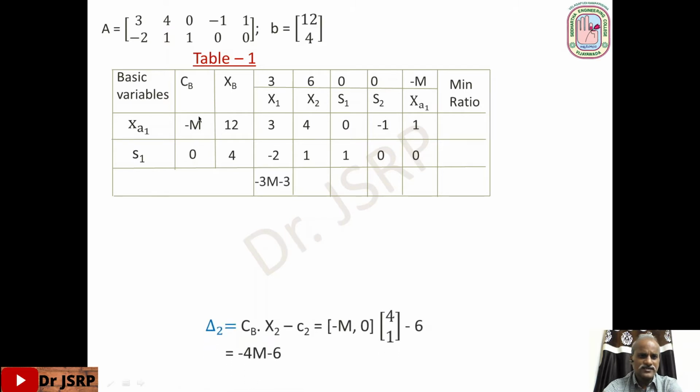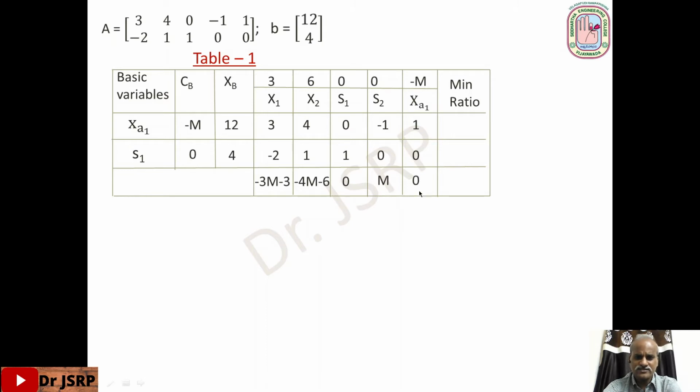Delta 2 is this column into this column. So minus 4m plus 0 minus 6, so minus 4m minus 6. And S1 is in basic variable, its delta j value 0. For S2, CB into this column: minus m into minus 1 plus 0 minus 0, so m. And X7 in basic variable, delta j value 0.